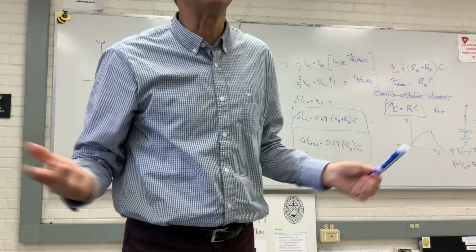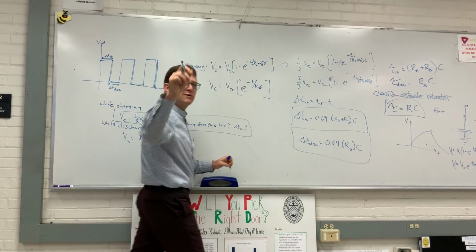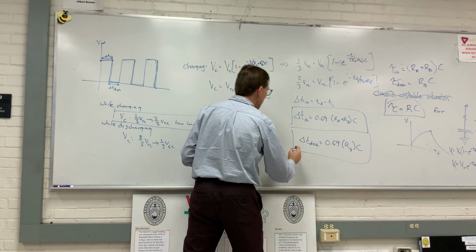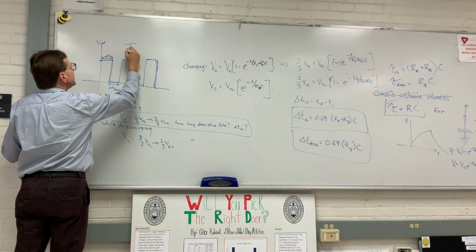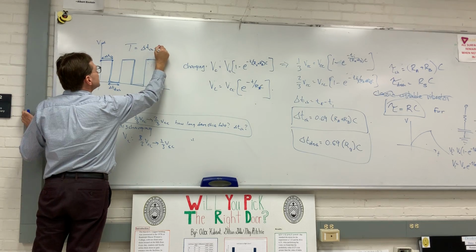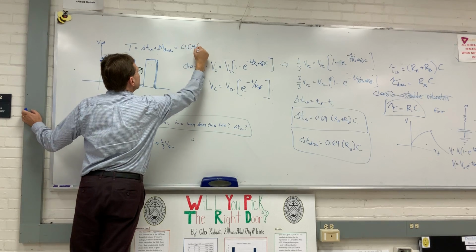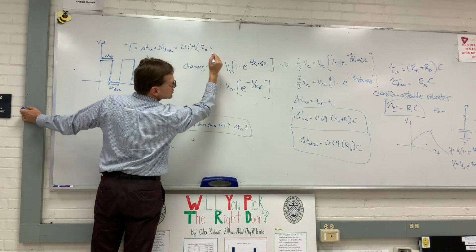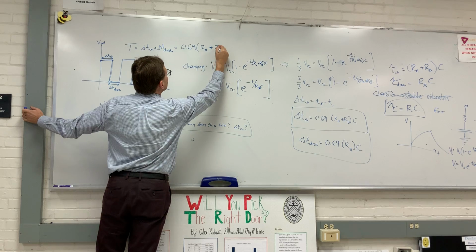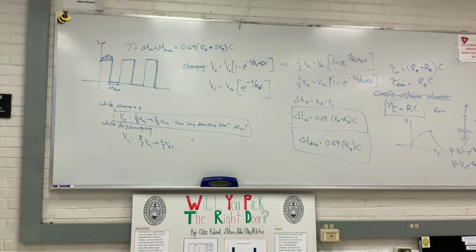Yeah, exactly. It was trivial, right? It's just the sum of the two. So you are absolutely right. Thank you. No trick there. So the period is delta T charge plus delta T discharge, which is 0.69 times RA plus 2RB times C. So the period of oscillation of this astable vibrator is 0.69 times RA plus 2RB times C.